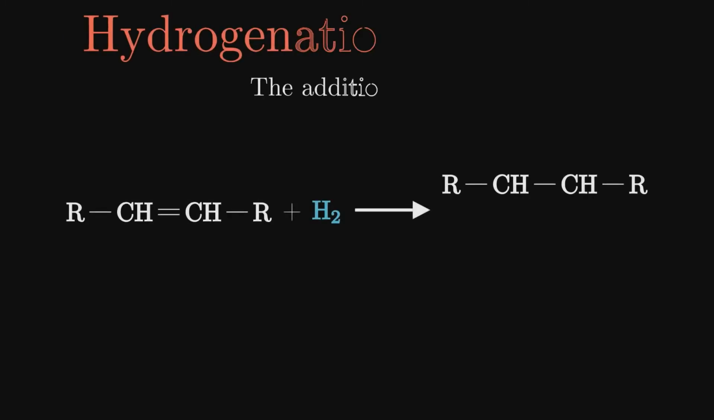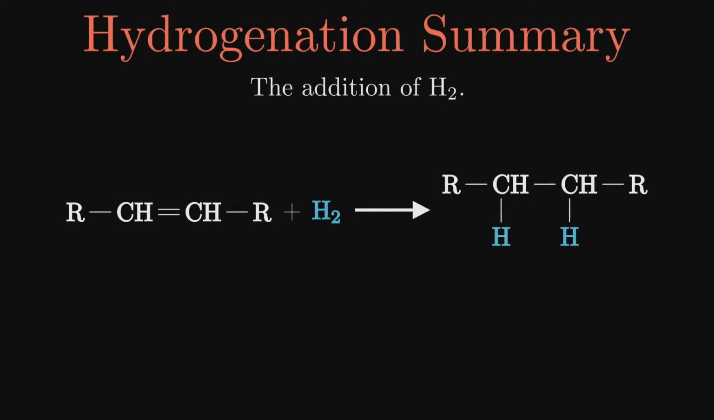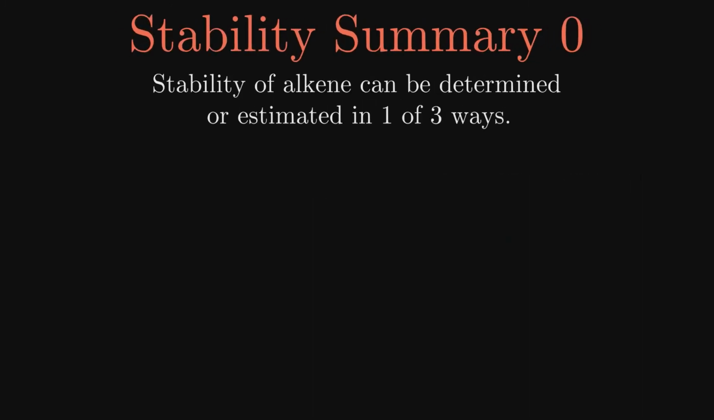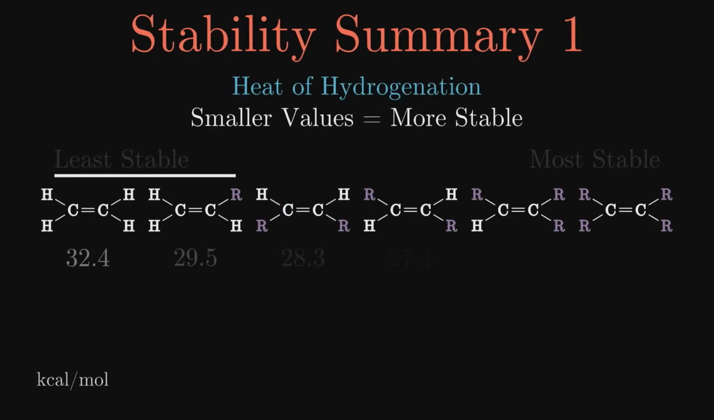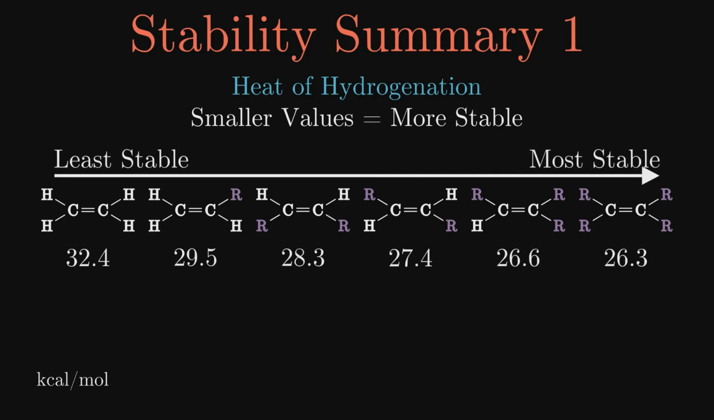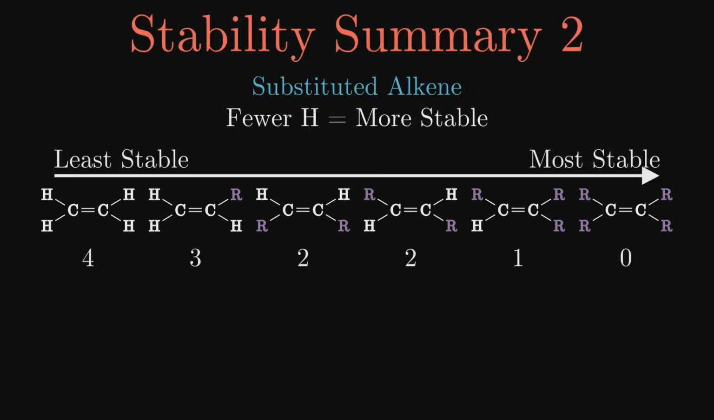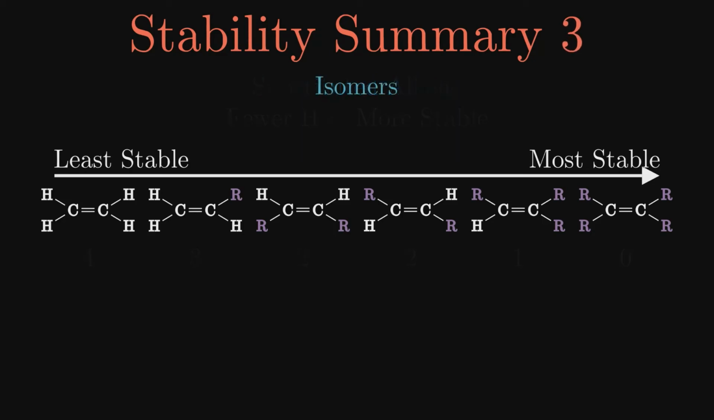In summary, hydrogenation adds hydrogen atoms to the carbons of the double bond. The most common method is to utilize platinum, palladium, or nickel catalysts. Stability of the original alkene can be determined or estimated by knowing how much energy was released, how many substituents are on the sp2 carbons, or what type of isomer it is. The lower the heat of hydrogenation, the more stable the alkene is. The fewer sp2 hydrogens the alkene has, the more stable it is. Finally, for the isomers, the trans version is more stable than the cis.